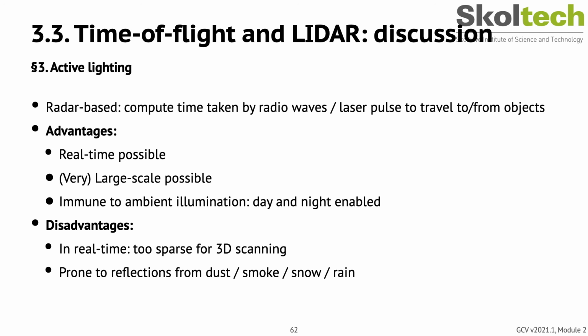Radar-based active lighting computes the time taken by radio waves or laser pulses to travel to and from objects. Its advantages include the possibility of operating in real time and at very large scale, such as hundreds of meters or even kilometers. LiDAR is also immune to ambient illumination, which makes it day and night enabled.